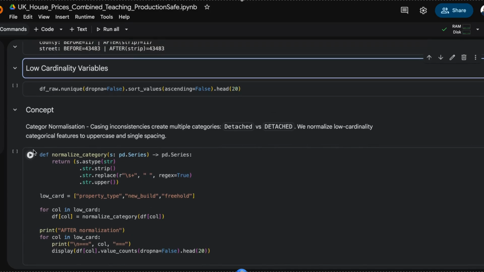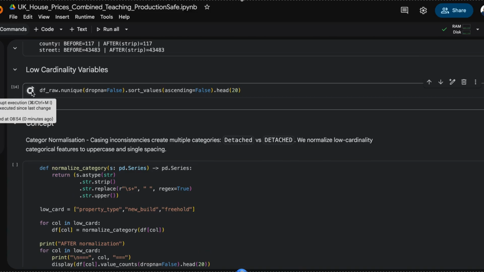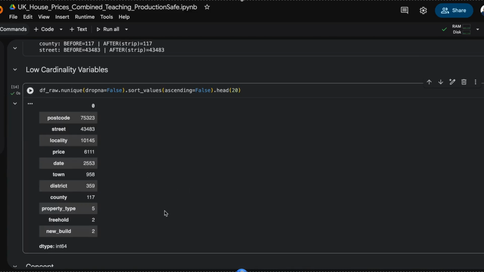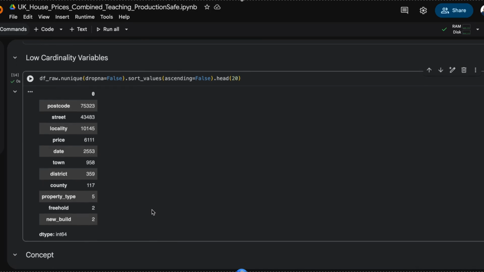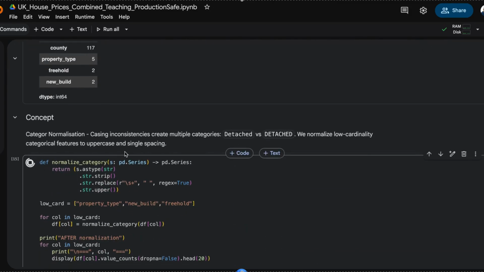Now we examine low cardinality categorical variables. These are variables like property_type, new_build, and freehold. Sometimes categories differ only by capitalization. For example, Detached versus detached. These would be treated as different groups. After converting these categories to uppercase and standardizing spacing, we eliminate inconsistencies.